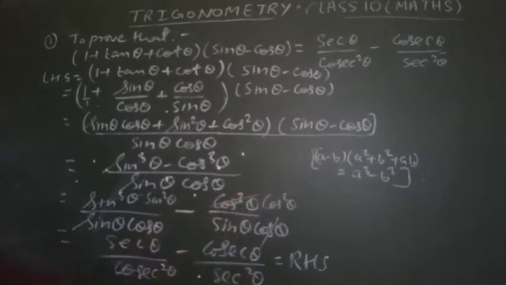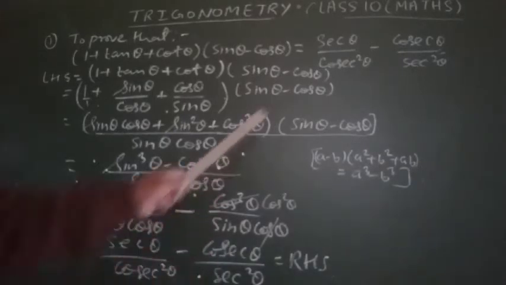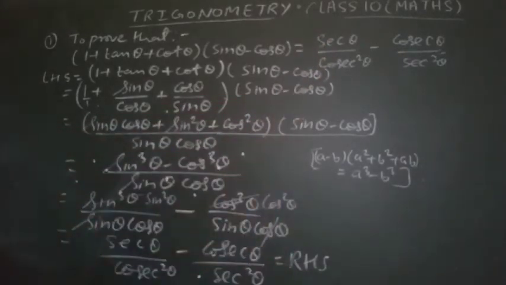Cos square will go down as sec square, and sin will come up as cosec θ. Sin square will go down as cosec square, and cos will come up as sec θ. So sec θ by cosec square minus cosec θ by sec square. This is the demand of RHS. Now RHS I have written.